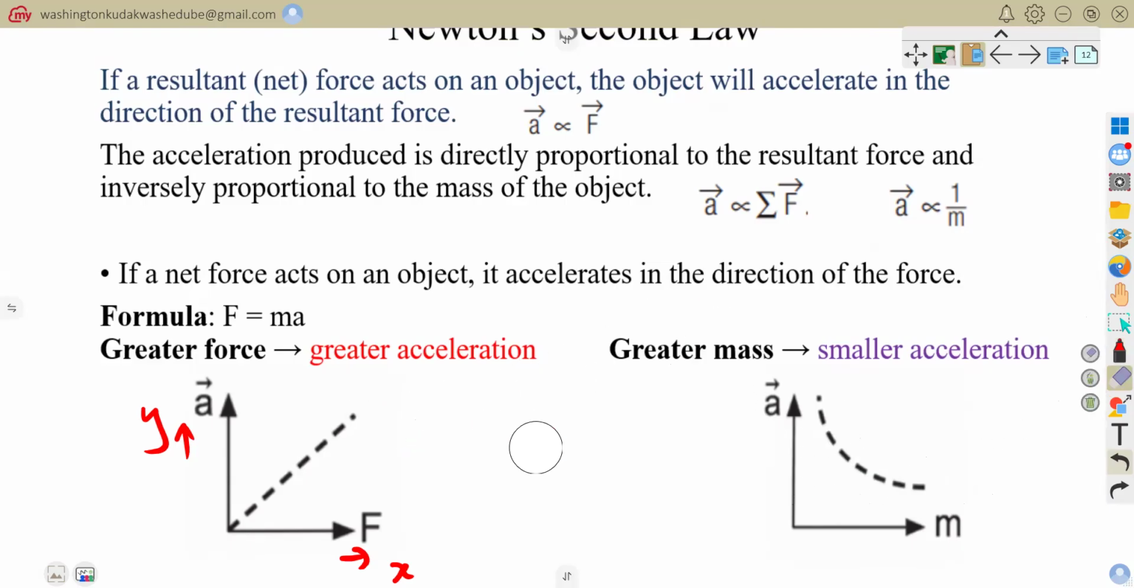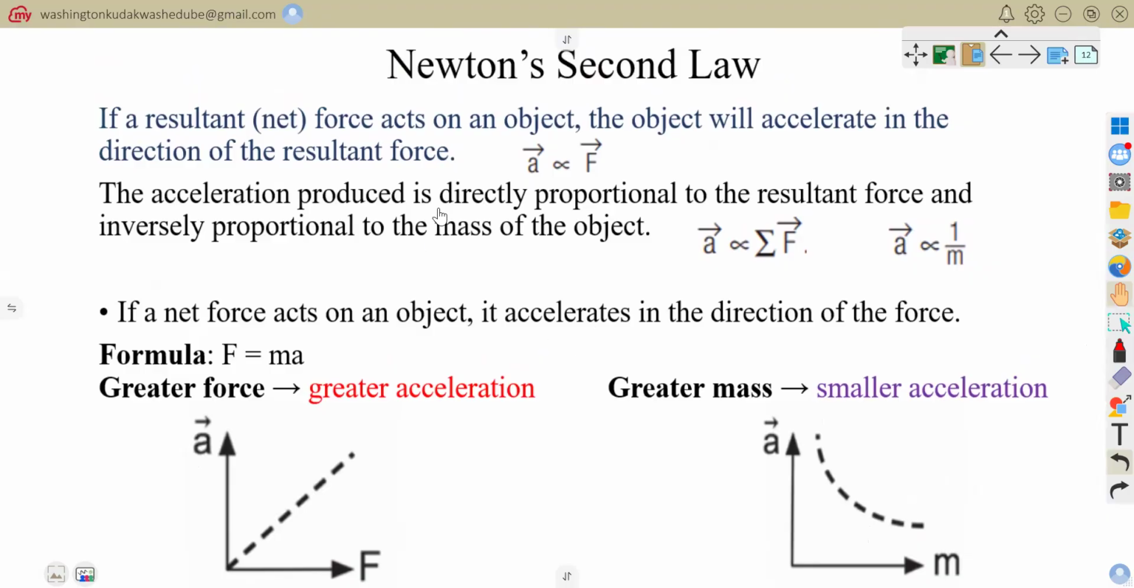So in your exam, they might simply ask you to state Newton's second law. You now know that Newton's second law states that if a net resultant force acts on an object, the object will accelerate in the direction of the resultant force. And as it is accelerating, the acceleration produced is directly proportional to the resultant force and inversely proportional to the mass of the object.